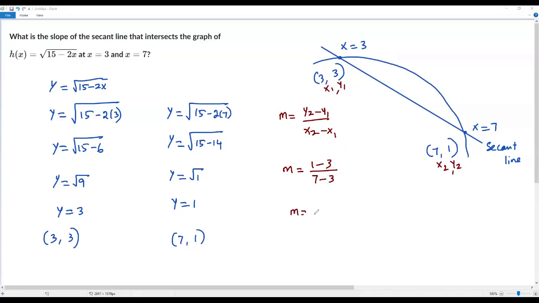Then we get m equals 1 minus 3, which is negative 2, over 7 minus 3, which is just 4. 2 goes into 2 one time, and 2 goes into 4 two times. I'm getting m equals negative 1 over 2. Okay, I got the slope of the secant line. The slope of the secant line is negative 1 over 2.